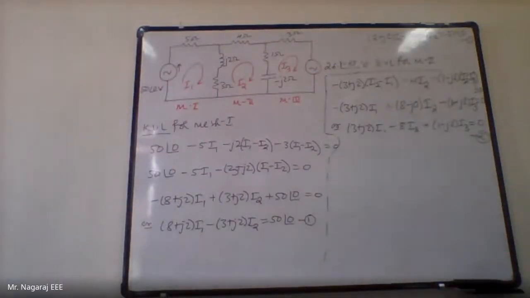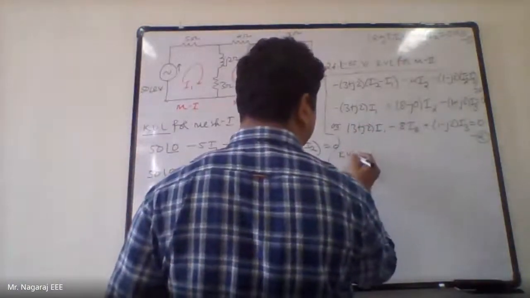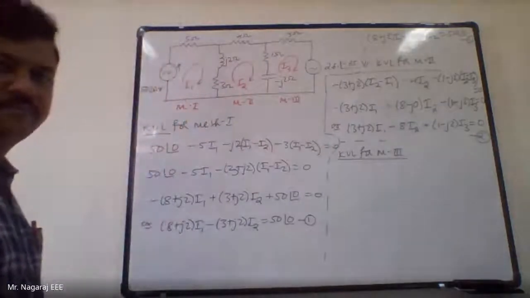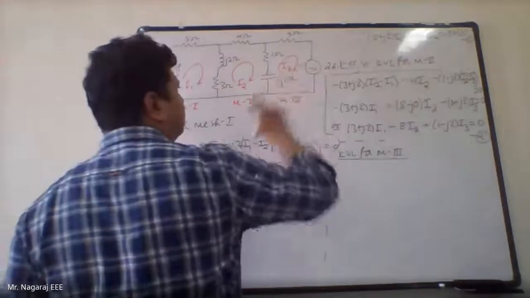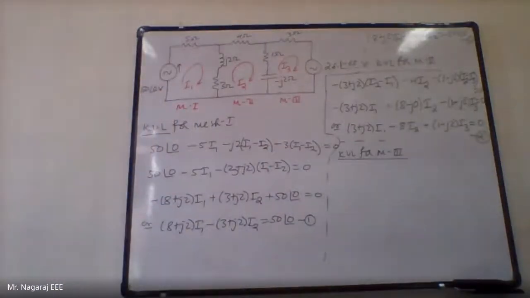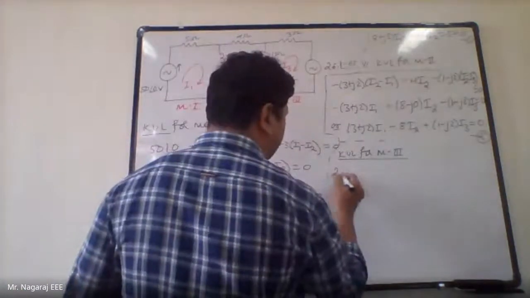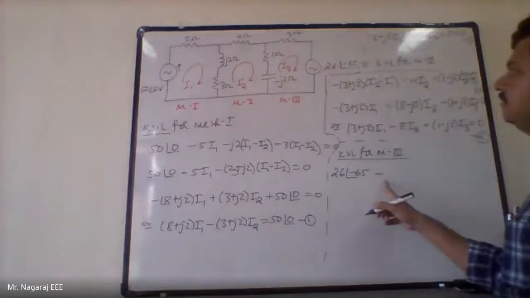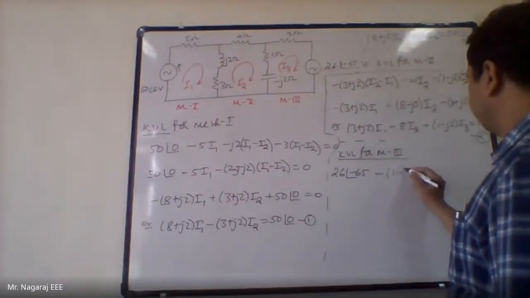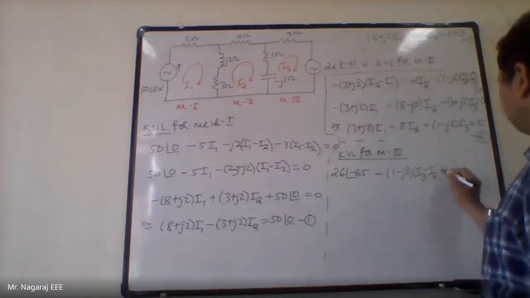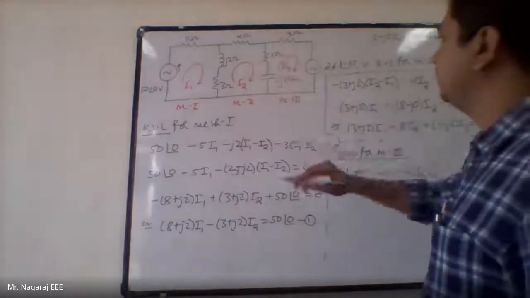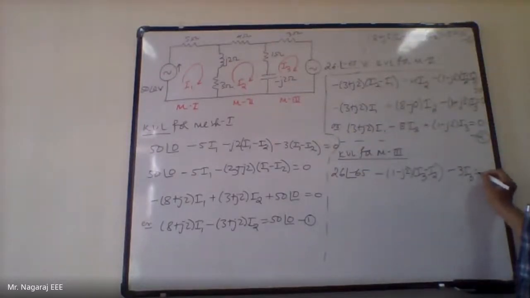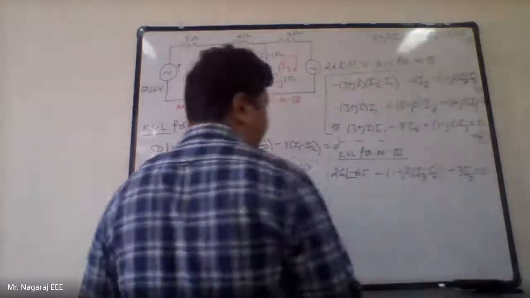Now next, KVL for mesh 3. In mesh 3, there is one active source and there are three passive elements. Active element is 1, passive element is 3. So directly 26 at an angle minus 65 minus of (1 minus j2) into (I3 minus I2). Now we are in mesh 3, I3 minus I2, and the common element is 1 minus j2, okay, and minus 3 I3 is equal to 0.